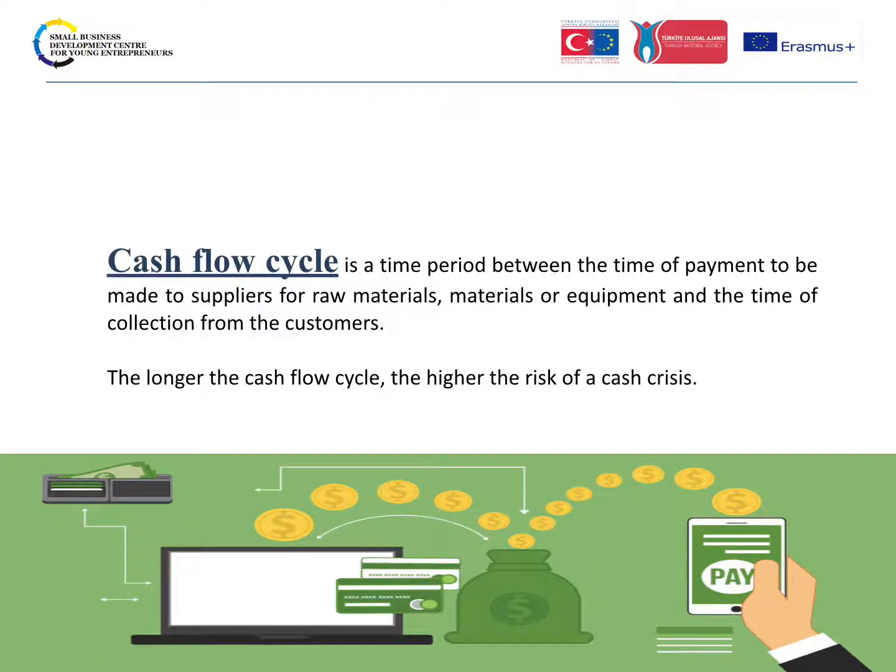Cash flow cycle is the time period between the time payment is made to suppliers for raw materials or equipment, and the time of collection from customers. The longer the cash flow cycle, the higher the risk of a cash crisis.